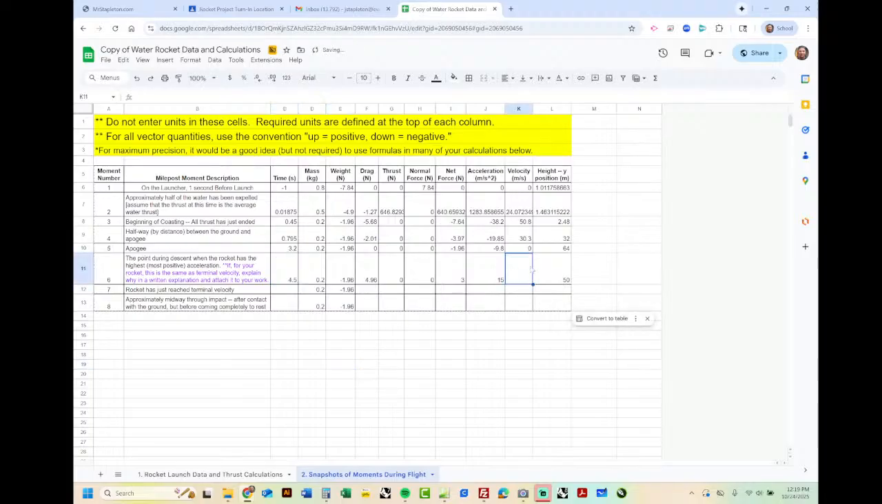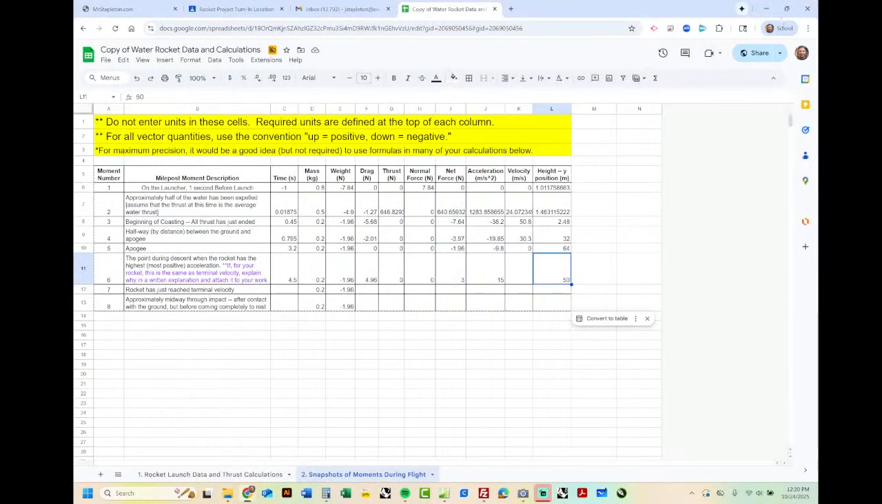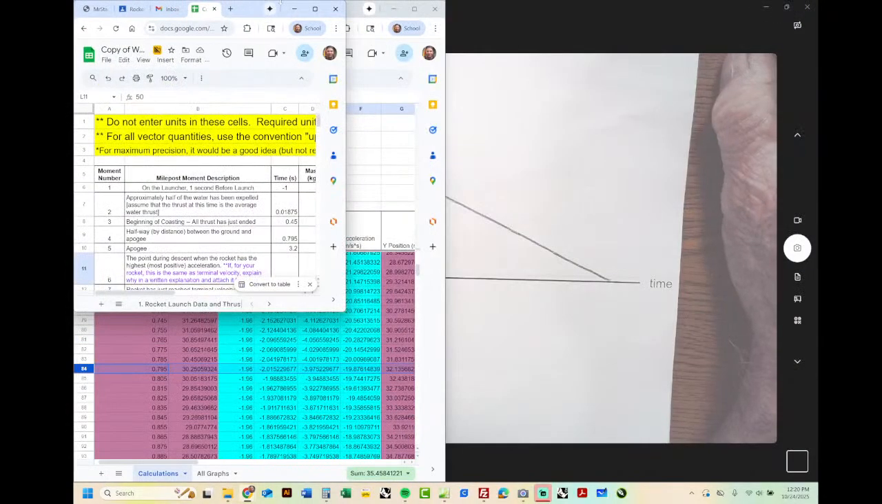And velocity. Here's how I could come up with something reasonable. Actually, you know what? I may want to change one or more of those. So I'm going to go back to my other spreadsheet, and let me open both of these at the same time.